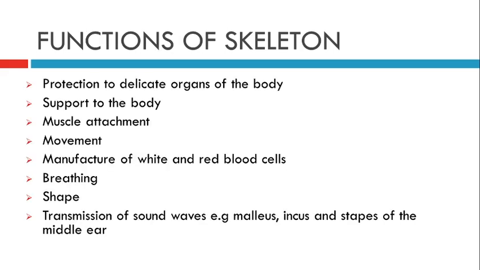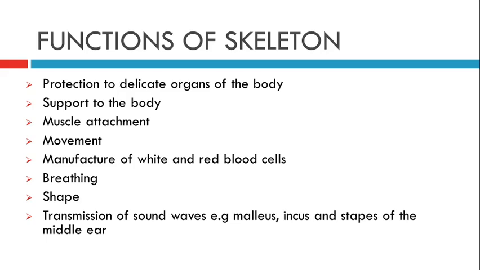Let's continue. What are the functions of the skeleton? The skeleton helps to protect delicate organs in the body. We have a lot of delicate organs in the body. Our brain is a delicate organ. The eyes are delicate organs. The ears are delicate organs, and lots more in the anatomy. The heart is a delicate organ. The lungs are delicate organs. So the skeleton helps to protect. An example is the ribs. The ribs protect our heart and lungs from various injuries. So it gives protection to the body.